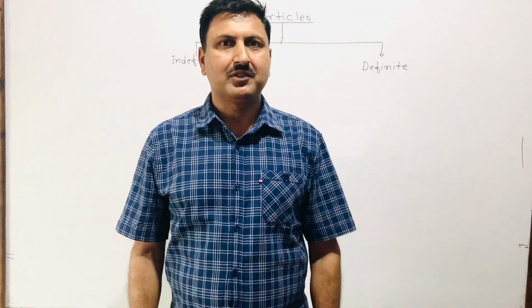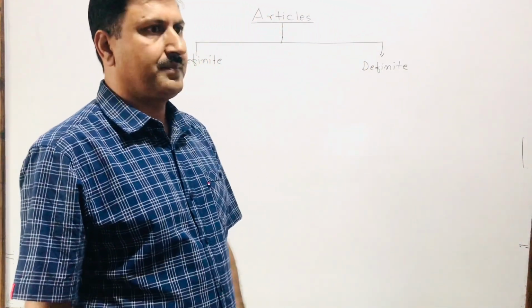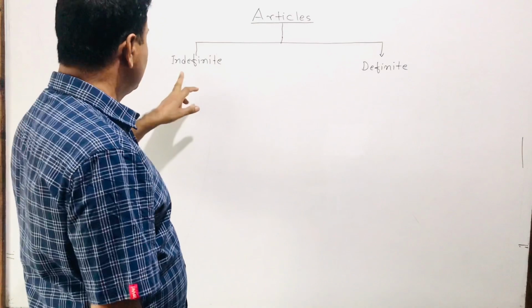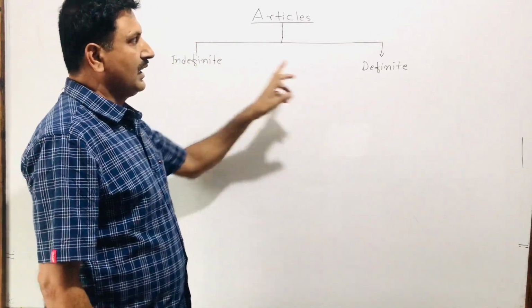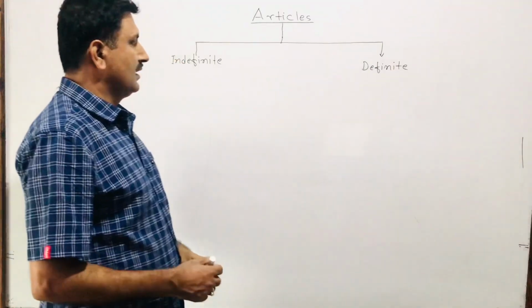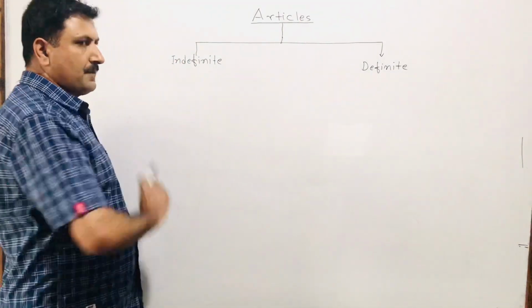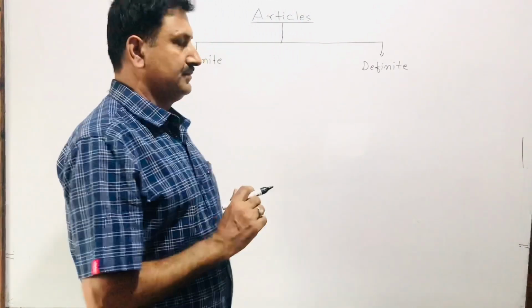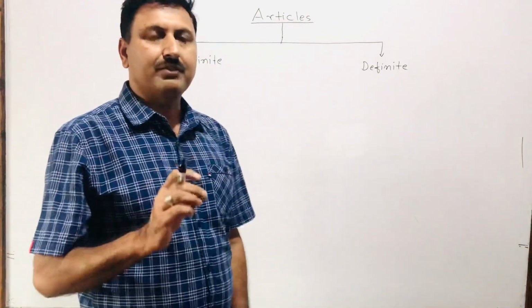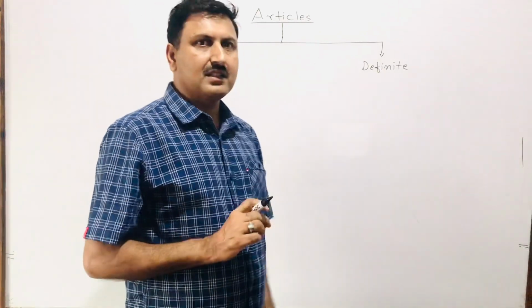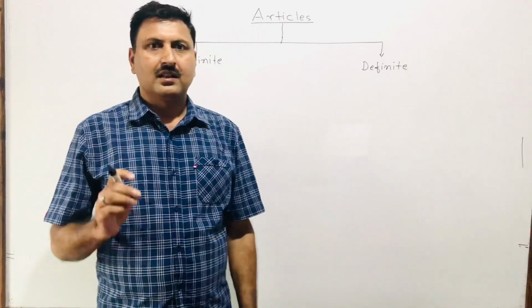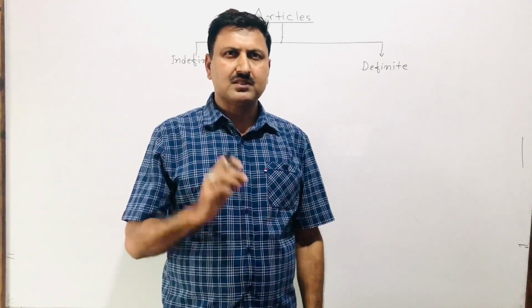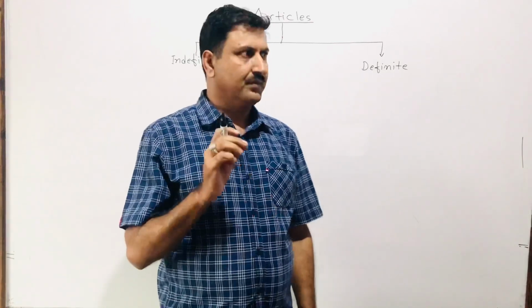Today I am going to teach you articles. There are two types of articles, indefinite article and definite article. Indefinite means articles that do not show any particular person or thing. And definite article indicates the article that shows definite. Definite means certain person or thing.